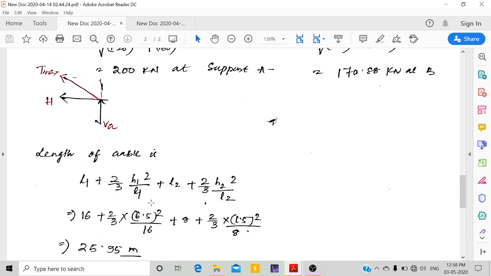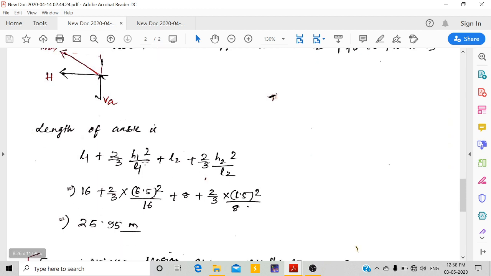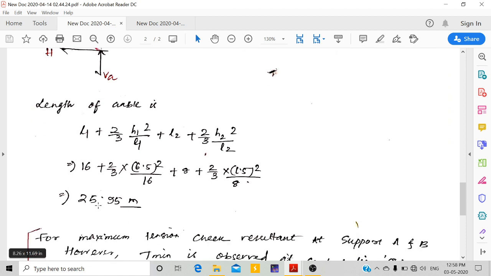Now for the length of the cable, we have a direct formula. It is already derived. So L1 plus 2/3 of H1 square by L1, plus L2 plus 2/3 of H2 square by L2. This is for supports at different levels. Similarly, another formula is there when supports are at the same level. So we have the H1 value, we have the L1 value. When we replace, we get 25.95 meter.